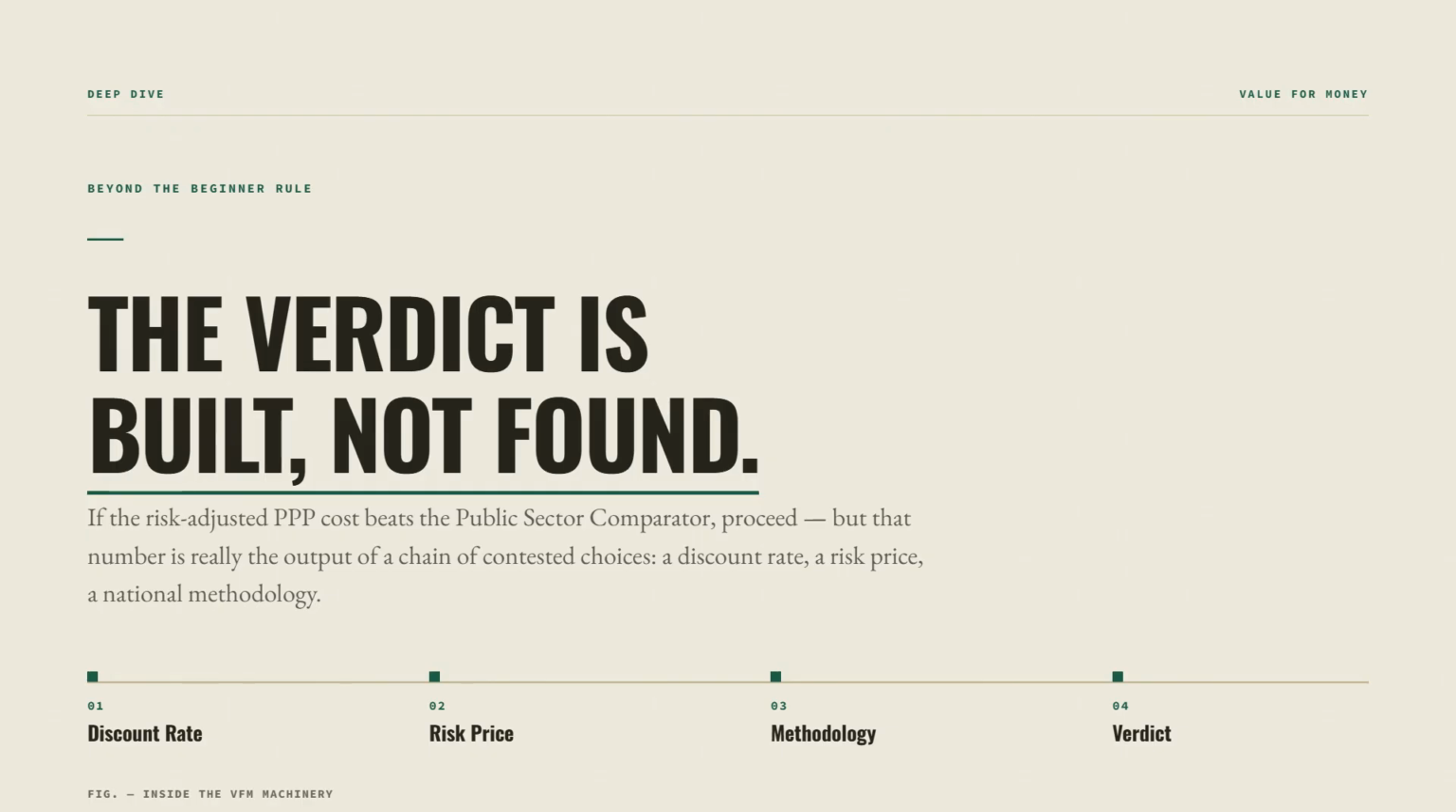The discount rate fight that can flip a result on its own, how countries differ in building the comparator, a real published assessment with real numbers, and why some of those numbers deserve real skepticism.